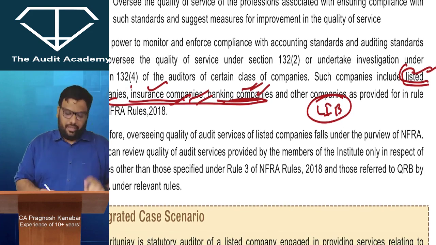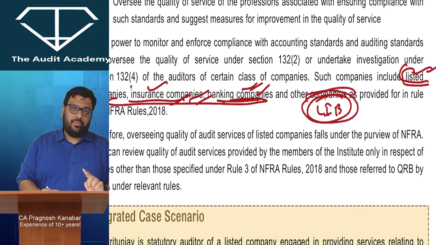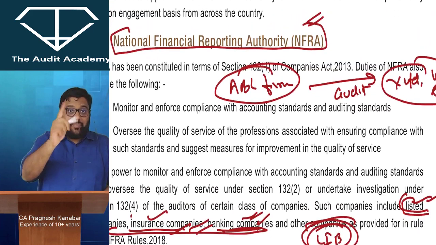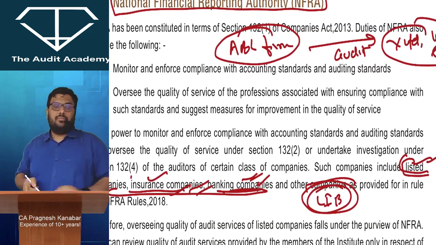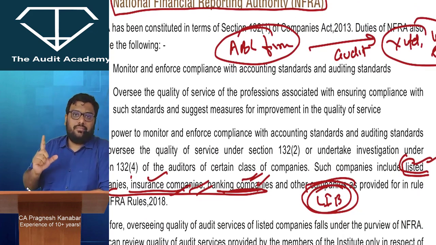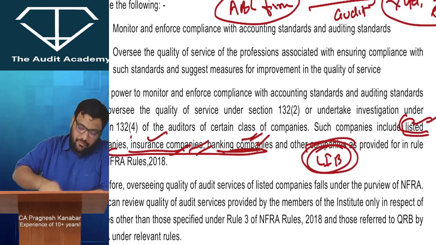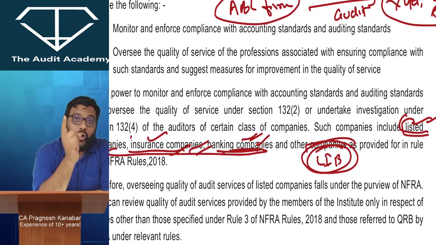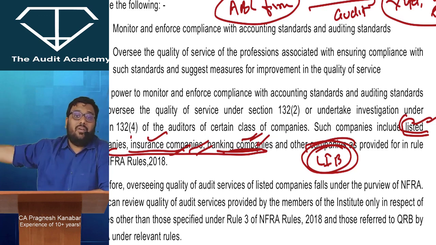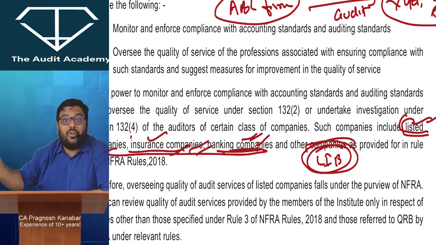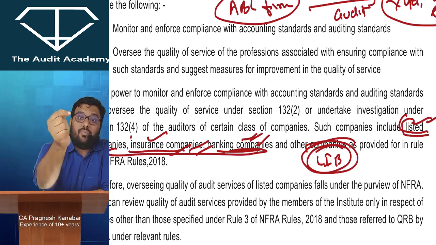Now listen to me very carefully. For these 3 companies, only the National Financial Reporting Authority can investigate the quality of accounts and audit. Peer review board can always investigate, yeah, because the peer review board is created by the ICAI. What I want to say is that for these 3 companies, the audit quality cannot be examined by the quality review board. Quality review board cannot examine the audit quality of these 3 companies because it falls under the jurisdiction of the National Financial Reporting Authority. Quality review board can examine only and only if the National Financial Reporting Authority has asked the quality review board to specifically do so.